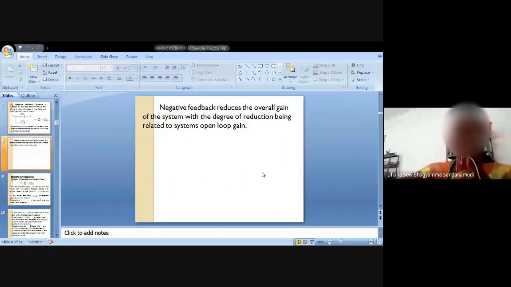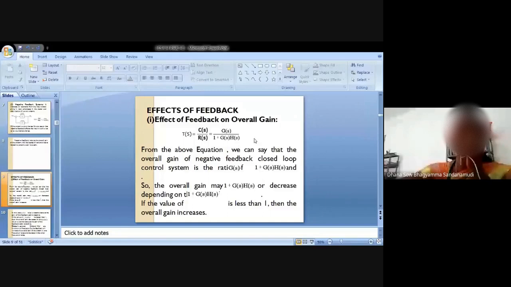In brief, if you want to differentiate between positive feedback system and negative feedback system: in the positive feedback system, feedback is positive. In negative feedback, feedback is negative. In the positive feedback system, the overall input increases; input is in phase with the feedback. In the negative feedback system, input is not in phase with the feedback, therefore overall input reduces.